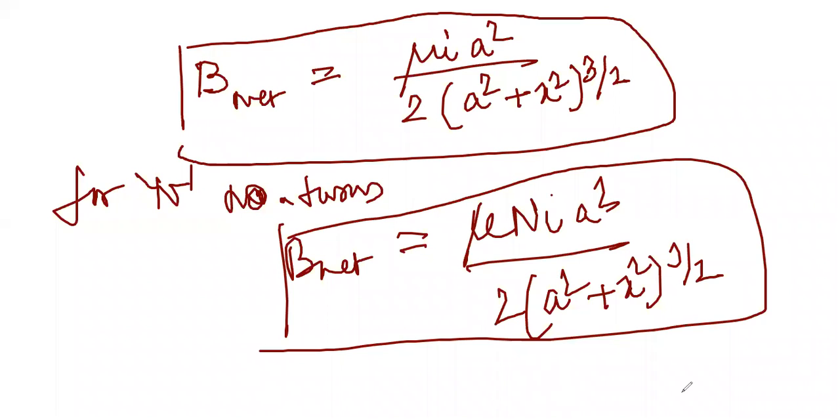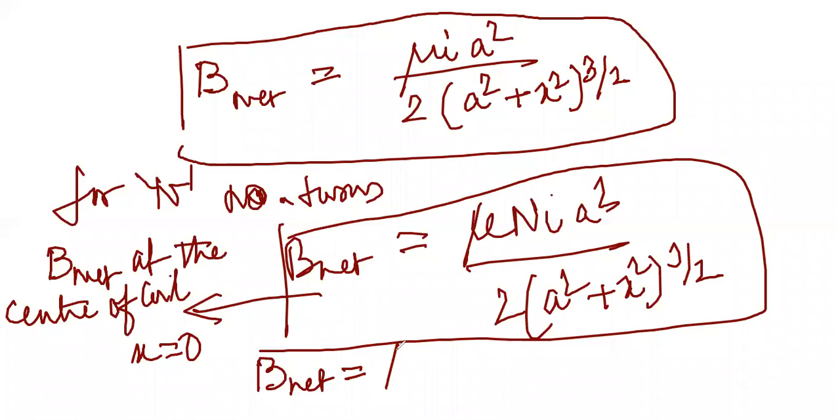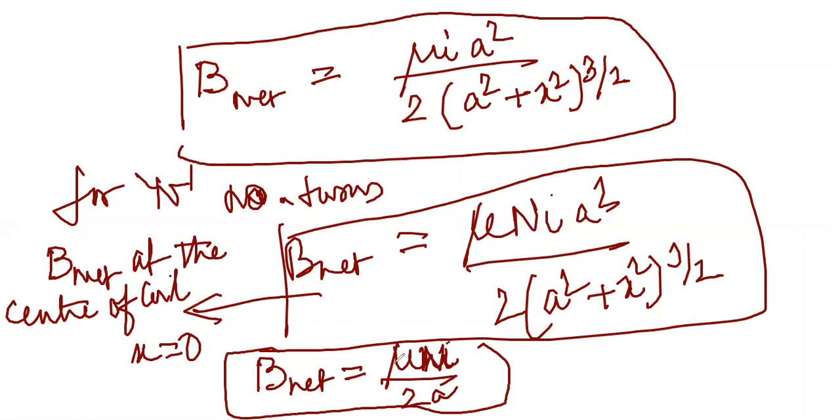Now from here, if I wish to find out the magnetic field intensity at the center, so B net at the center of the coil, what shall it be? We can replace x equals to 0 and see, you will get back the same answer, that is a very popular answer, that is mu N I by 2a. So you will be getting this, and this is the magnetic field due to a circular current carrying conductor at the center of the coil.